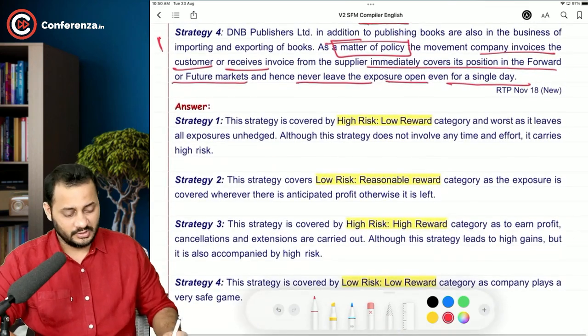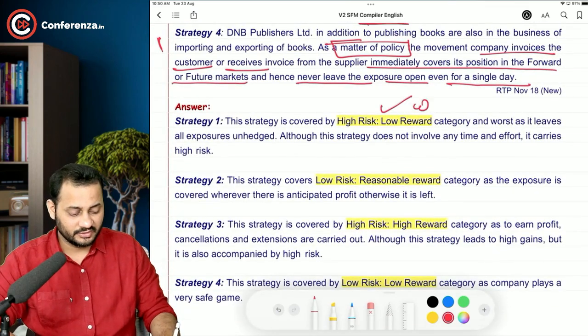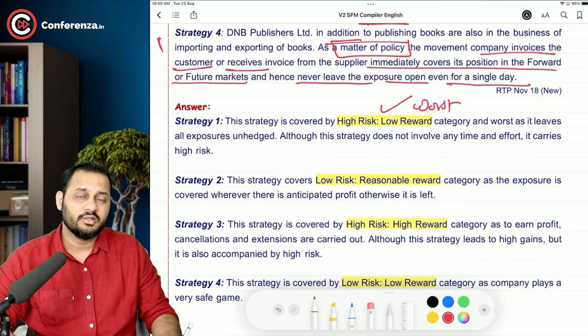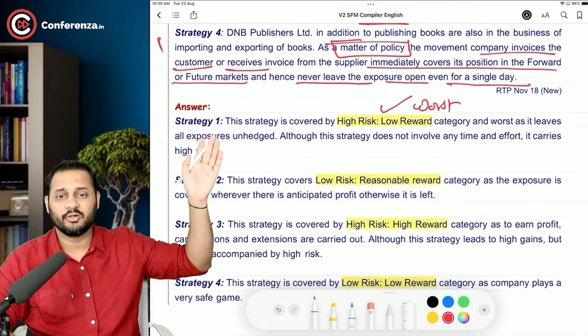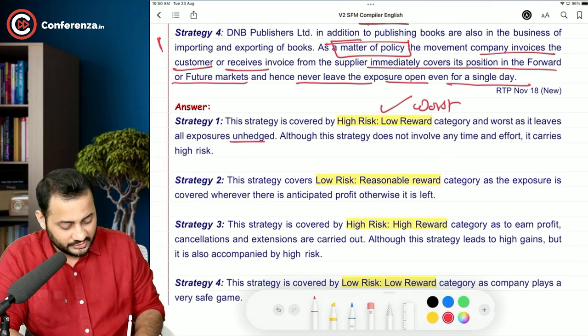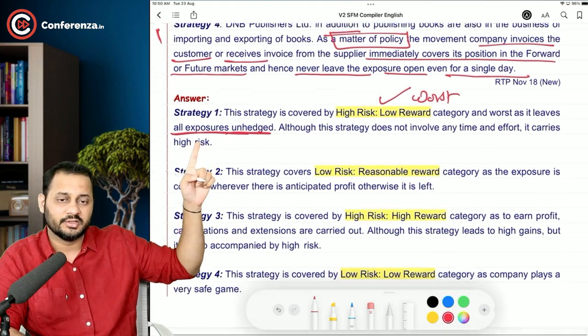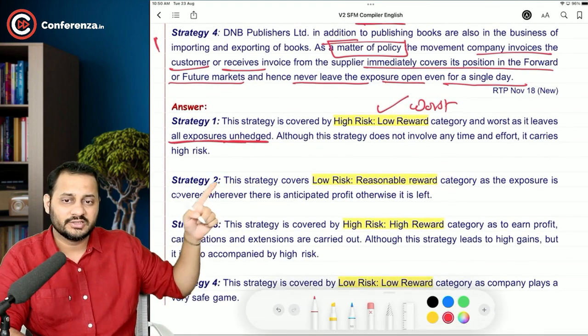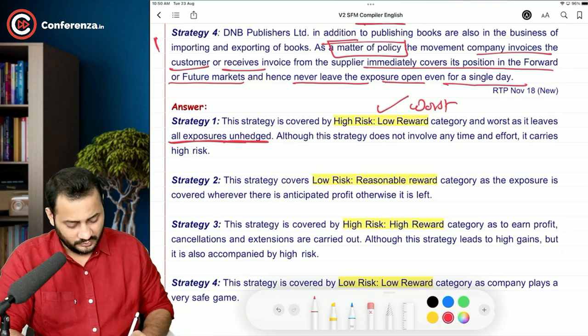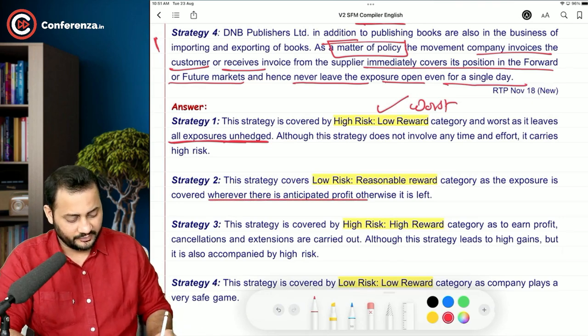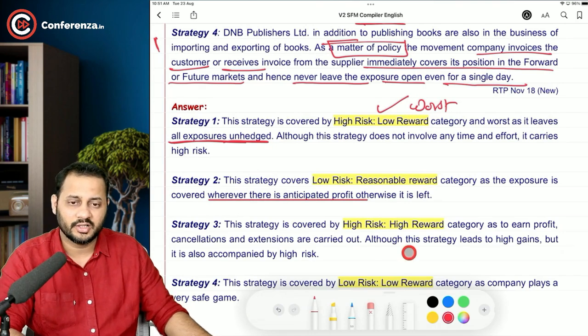Have a look. High risk, low reward. This is the worst strategy, when you are not paying attention to any of the foreign currency transactions and keeping all the position unhedged. This is the only thing that you need to remember in this. Low risk, reasonable reward is when you do selective hedging, wherever there is anticipated profit. So only then you are covering yourself.